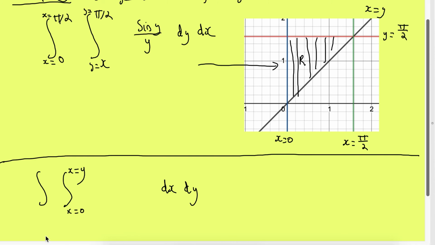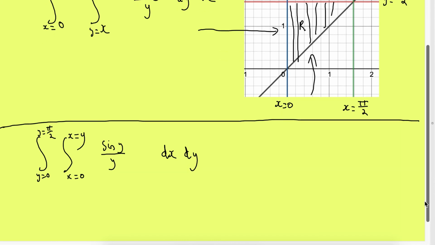Okay, and then here, if we look vertically, my region starts, the first number it starts doing something at is 0, and it goes all the way up to pi by 2. So y equals 0, y equals pi by 2. So that's me changing the order of integration. And my sine y over y stays exactly as it is.